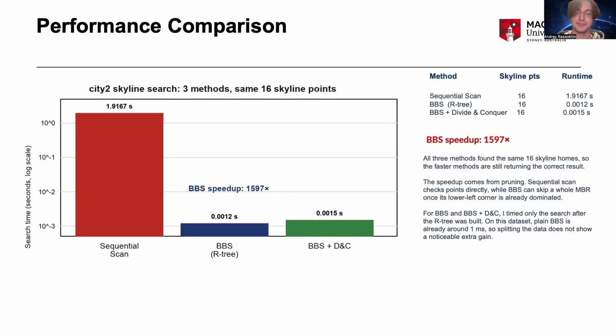Sequential scan checks points directly, while BBS can skip entire sections of an MBR once its lower left corner is already cleared. For BBS and the divide and conquer approach, I timed only the search phase after the R tree had already been built. On this dataset, the plain BBS is already around 1 millisecond, so splitting the data did not show a noticeable extra gain. However, we can assume that if the dataset was more complex, maybe divide and conquer would show a better result there.